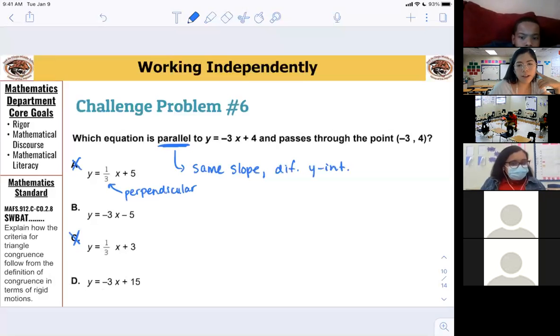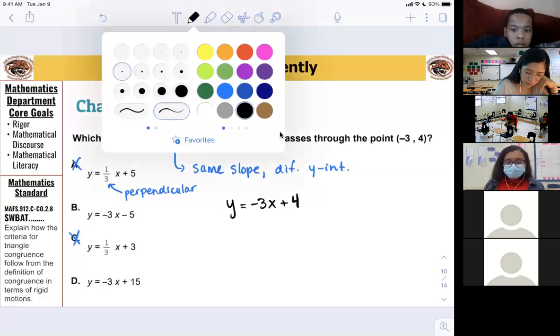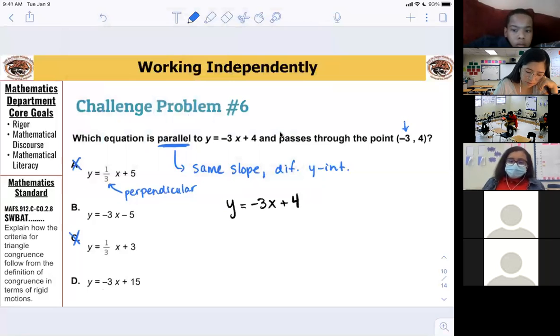I know the slope has to be -3, but how do I figure out the correct y-intercept? I taught my classmates. Okay, go ahead. You're supposed to plug it in. You put the x into the x and the y into the y. So which of these is the x and which of these is the y? The -3 is the x and the 4 is the y.